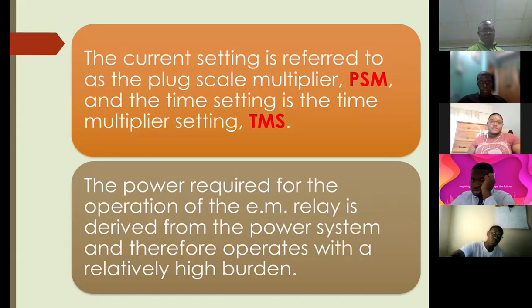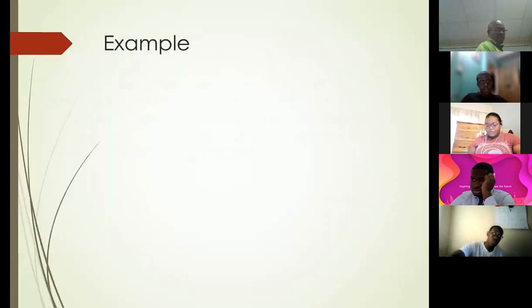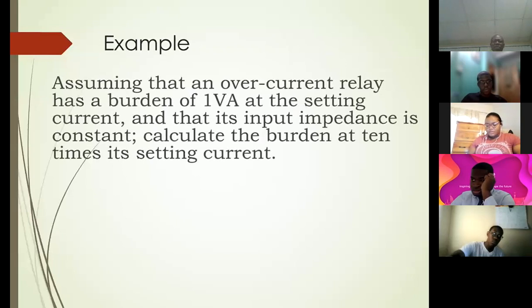The example I'm about to show you, I'm the first to admit it's quite convenient. Yes? But anyway, you will get the picture. So if we have an overcurrent relay, there's a burden of 1 VA at the setting current. All right, so at the setting current, we have 1 volt ampere.